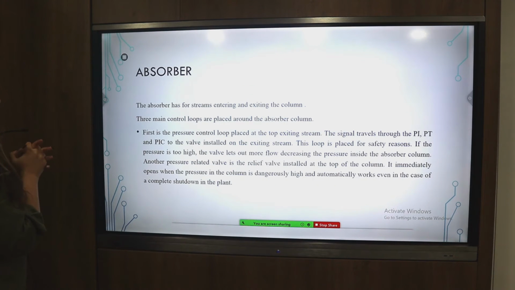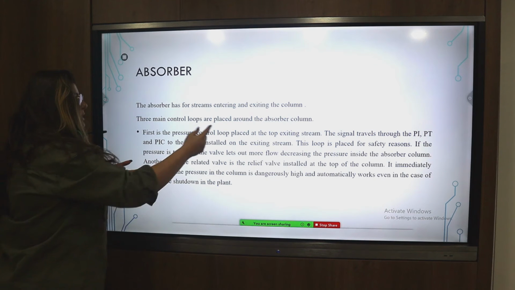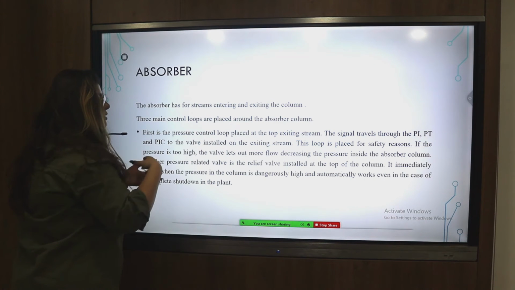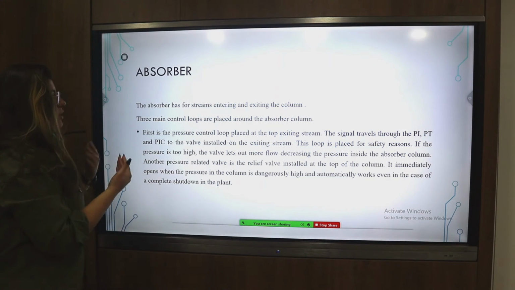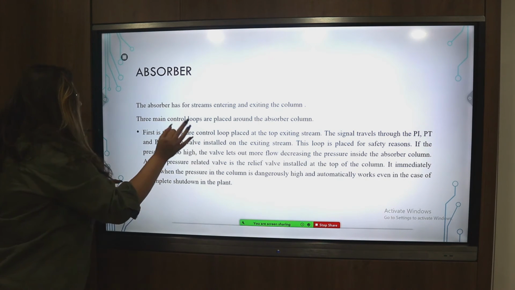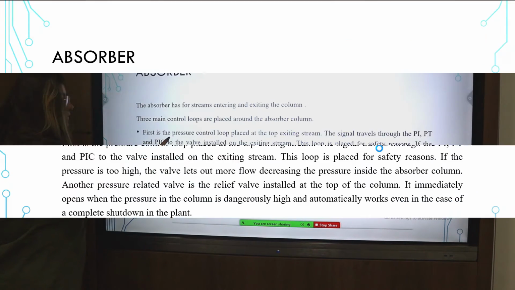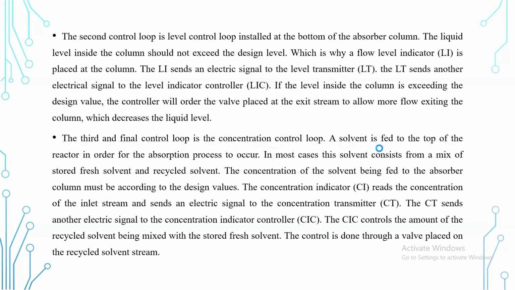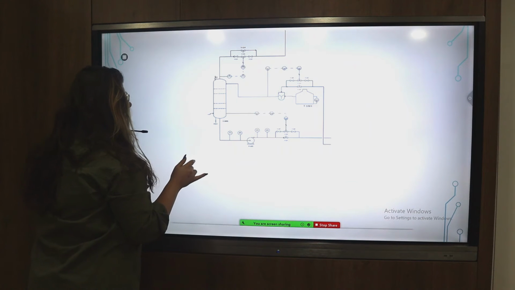The next example is an absorber. An absorber has more exiting and entering streams, which means it's going to need more than just one control loop. It has three control loops, actually. First, the pressure. Second is the level. And third and final loop is the concentration. I will explain them right now.